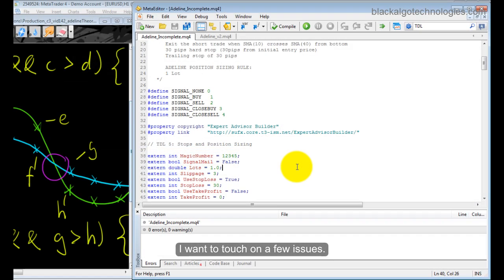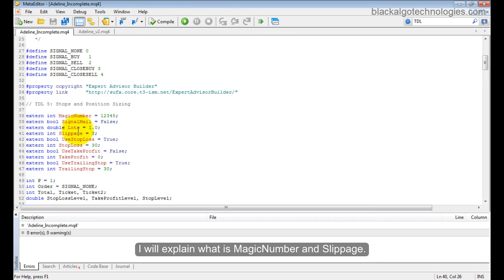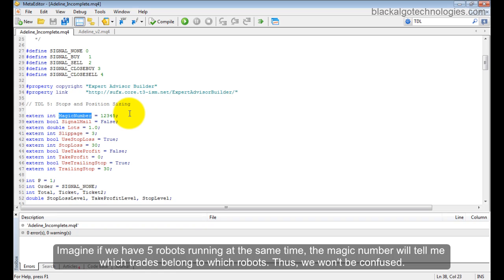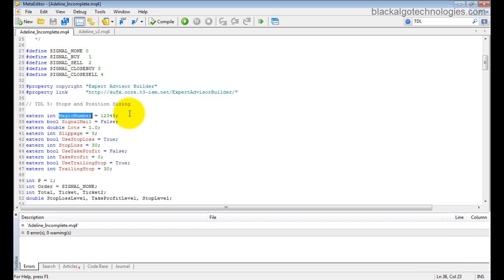I want to touch on a few issues. I want to explain what is magic number and slippage. So magic number, think of it as the ID for this particular robot. Imagine you have 5 or 6 different robots running. If each of them have a magic number, which they do, we will know which trade belongs to which robot, so we won't get it mixed up.